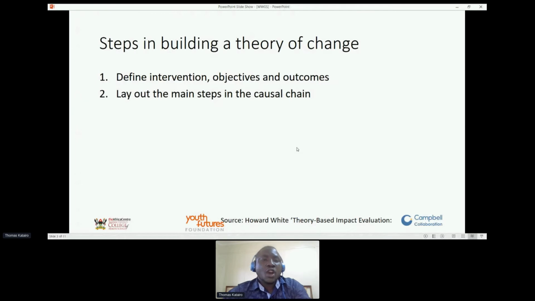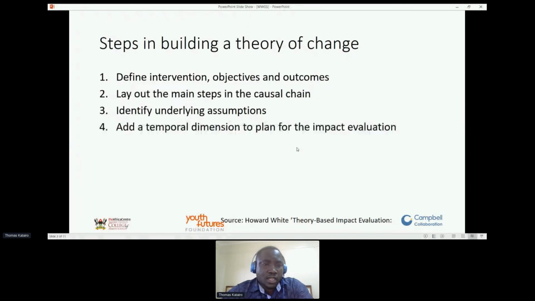Then you need to lay out the main steps in the causal chain. If you look at the theory of change Howard has just presented, the arrows are what we call the causal chains. Then, as I said before, you need to identify your underlying assumptions. Underlying assumptions are very critical because they help in case you get results you didn't intend to get. They help you answer questions that may come up as to why you didn't get the results you intended.